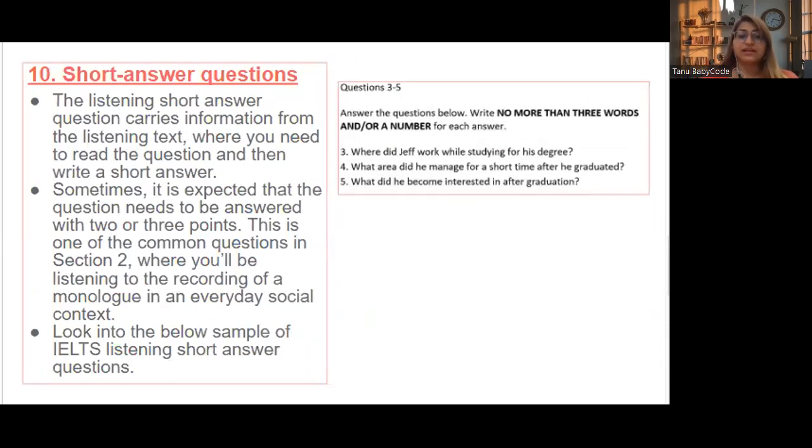Next, the last type, is the short answer question. Listening short answer questions carry information from the listening test where you need to read the question and then write a short answer. Short answer means that you have to write your answer in 1 word, 2 words or 3 words according to the instruction. Sometimes the question needs to be answered within 2 or 3 points. This is one of the common questions in section 2, where you will be listening to a recording of a monologue in an everyday social context. So be very cautious whenever you find your answer.